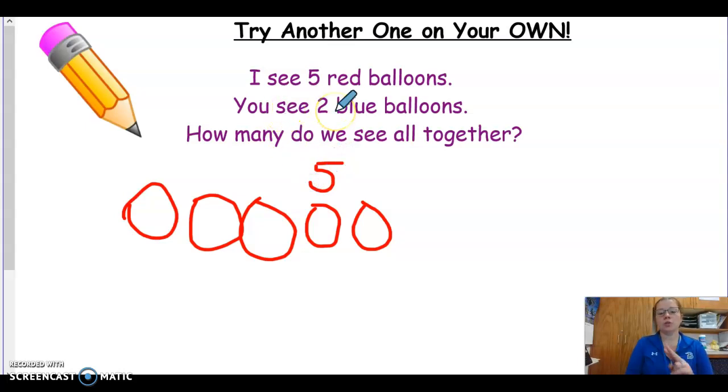And you see 2 blue balloons, okay? How many do we see all together? Sounds like we're looking for that total again. We're going to draw our break apart line, put our addition sign, and draw your balloons. And you saw 2.